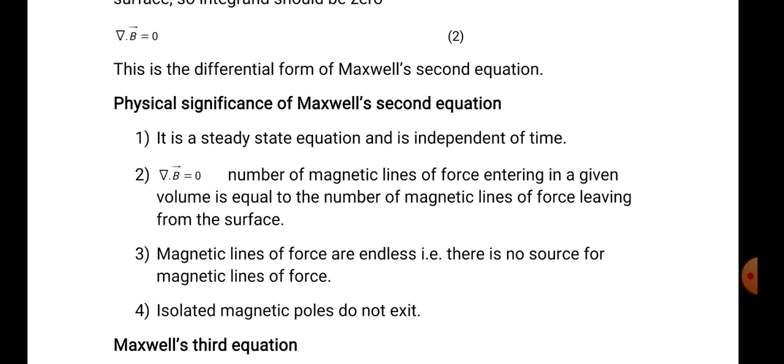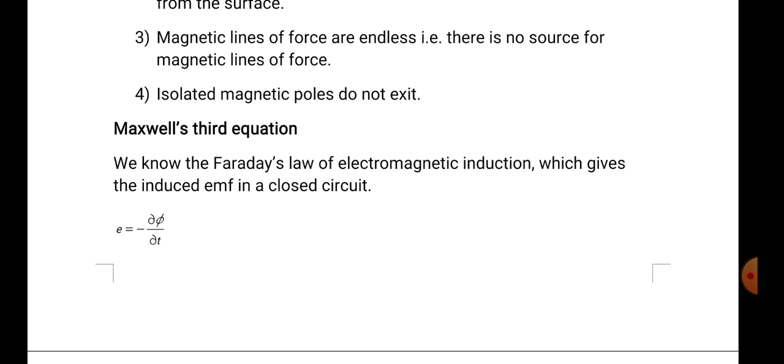Third physical significance of Maxwell's second equation: the magnetic lines of force are endless, means there is no source of magnetic lines of force. Fourth, isolated magnetic poles do not exist. This is Maxwell's second equation and its physical significance. Now we discuss Maxwell's third equation.